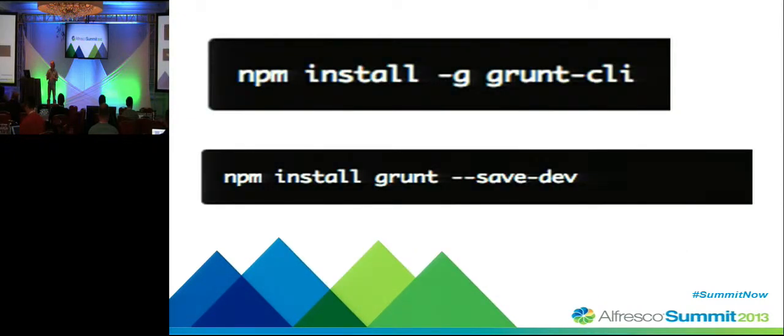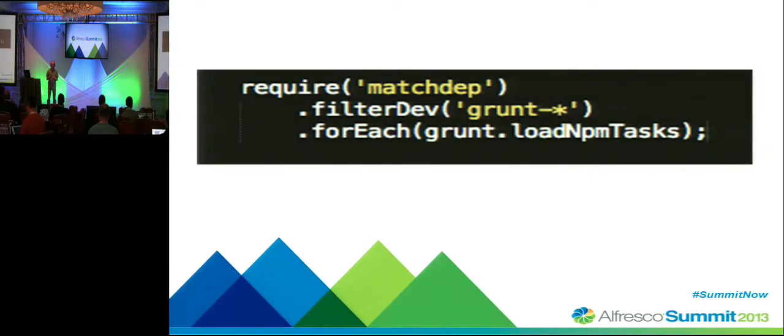And so this is Grunt's installed using Node Package Manager. These are a couple of commands you need to use to install it. You install the modules in exactly the same way. And that save dev flag is important. That saves it to the package JSON file.